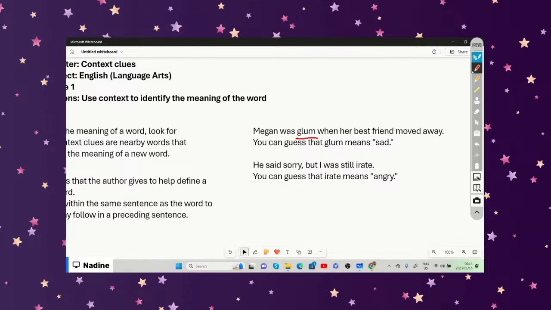And that is why we say there's context clues. There's clues given to us within the sentence that will basically tell us what the meaning of that word actually is. Or similarly, it says Megan was glum, there's the word glum, when her best friend moved away.